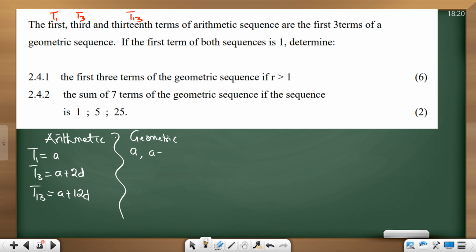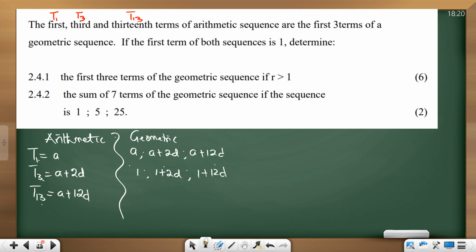It's A plus 2D. I don't know if it makes sense. T1, T3, T13 is T1, T2, T3 on this side. This is just me interpreting. If both of them have what? If the first term is equal to what? 1. What does that mean? My A is 1. Oh, so what do I have here? This would be 1 plus 2D, 1 plus 12D. Make sense? We okay?